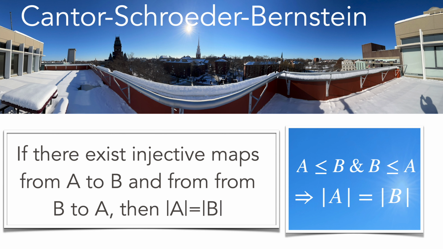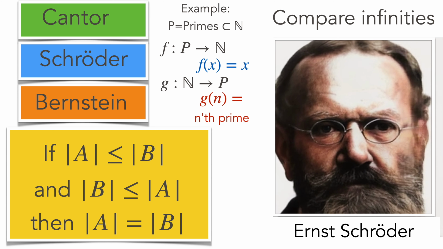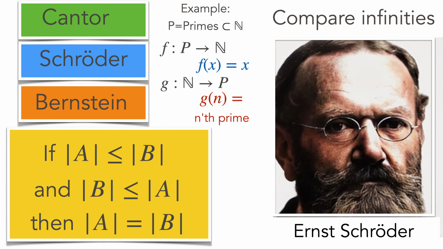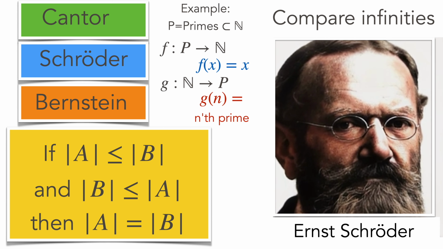The Cantor-Schröder-Bernstein theorem is a tool to show that two sets have the same cardinality. One only has to construct two injective maps, one from A to B and one from B to A, to assure that there is a bijection. For example, the set of primes has the same cardinality as the set of integers, even though the primes are only a thin subset of the integers.